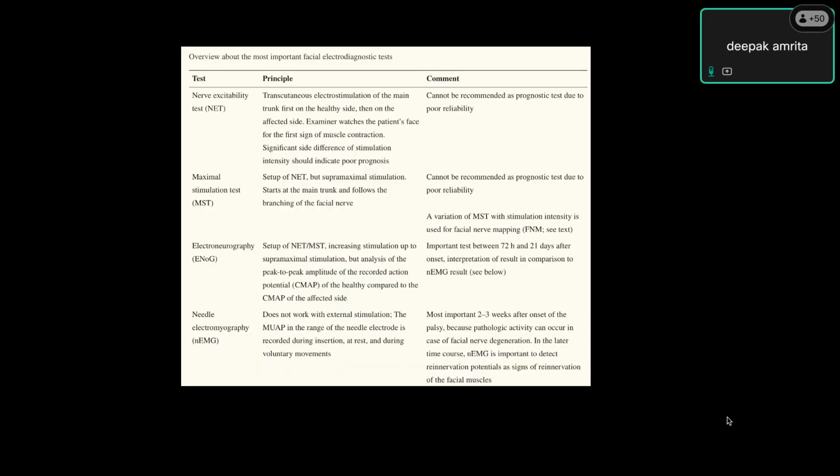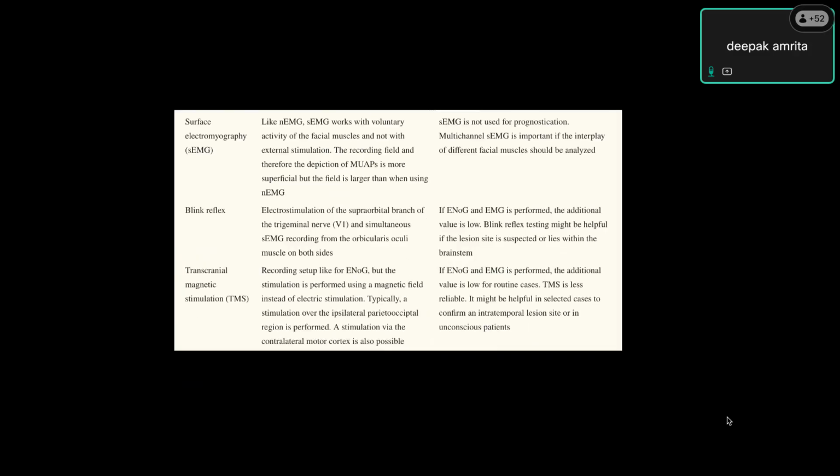Now, what are the electrodiagnostic tests that have been used for facial nerve function? There are several: the nerve excitability test, maximal stimulation test, electroneuronography, needle electromyography. Amongst these, ENoG is useful if you're testing within 21 days, and this is when the nerve is intact, but there is post-op paralysis. There is a way of quantifying the ENoG response, but that is not useful for our facial reanimation.